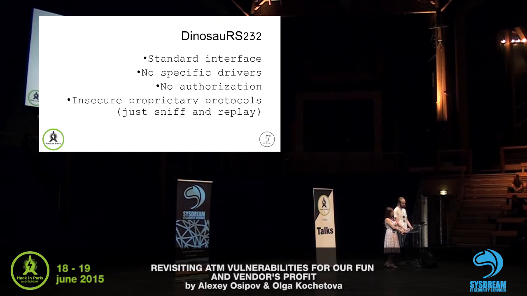Let's start with the easiest one. It's a COM port. It's a standard interface. No specific drivers are needed for Linux operating systems, and for Windows it's complicated. There are different drivers for such a common port. There is no authorization embedded in these devices, and the secret is security through obscurity. It uses insecure proprietary protocols. There is no standard for accessing devices in the ATM. For an attacker, it's an easy task. You can just sniff all the data and replay it if you can.